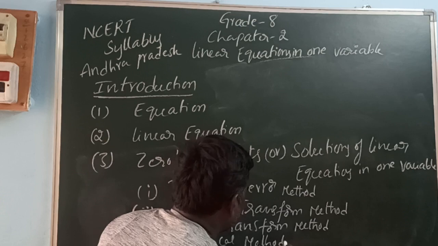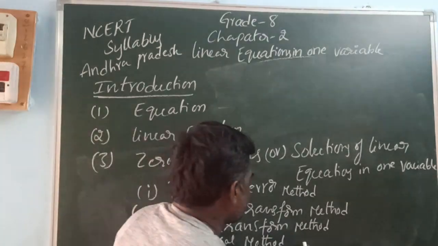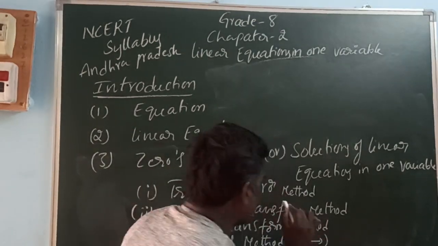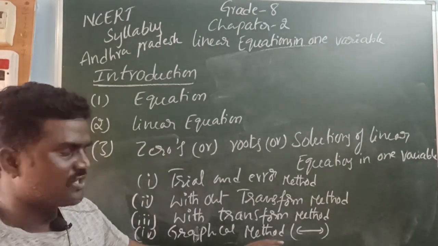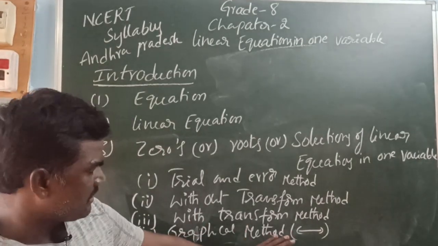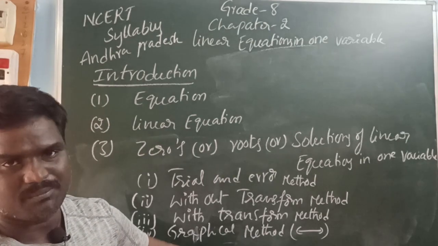In the graphical method, the shape of the linear equation is a straight line.